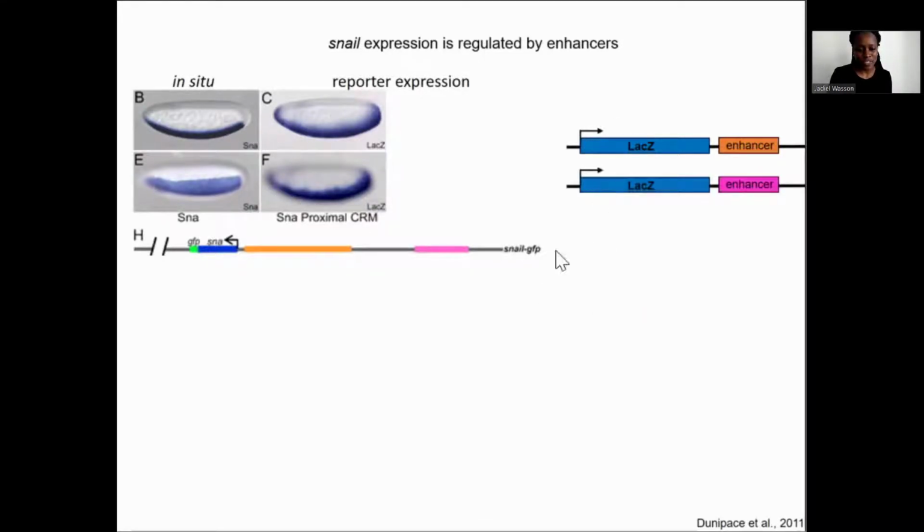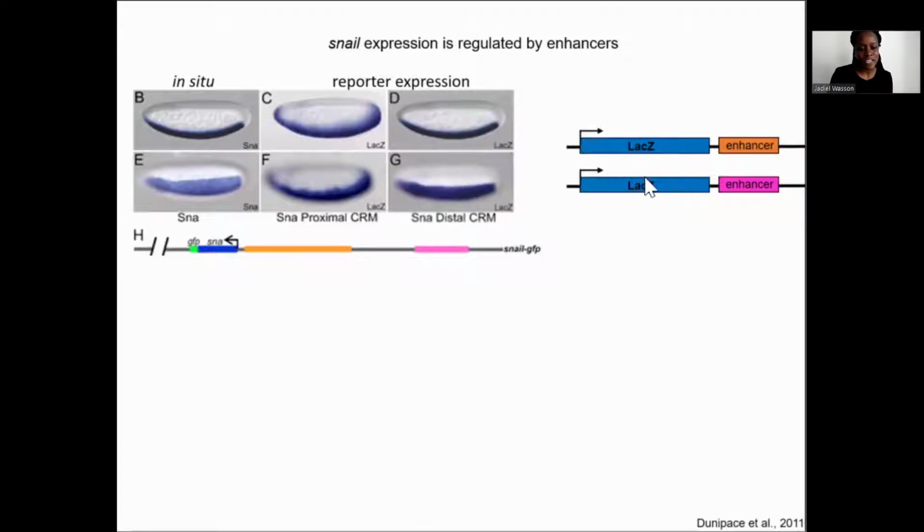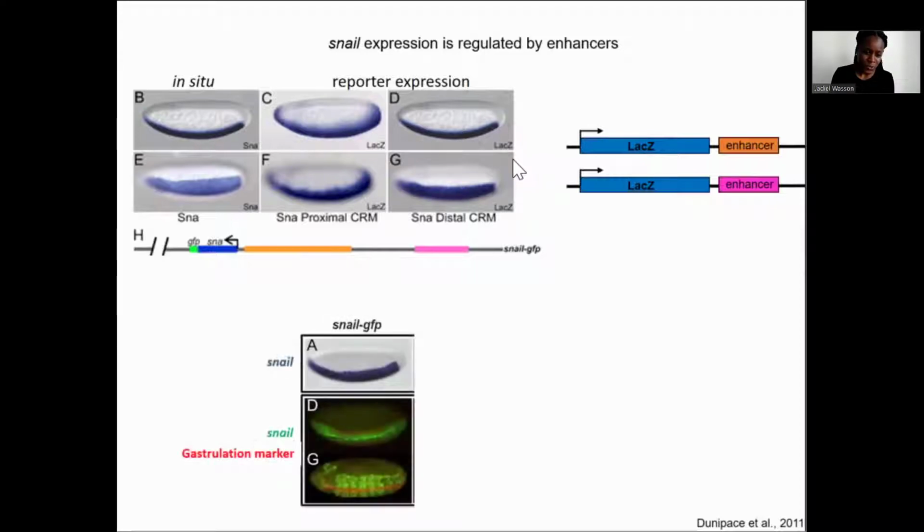And when you do the same with this distal portion of the genome here in pink, you can see that it also drives LacZ expression in a very similar pattern as snail. So just because you have these two snippets of DNA being able to drive the expression of a reporter in the same pattern as snail doesn't mean that they necessarily regulate snail. So another way that these researchers looked at this was to see what happens when you delete these regions.